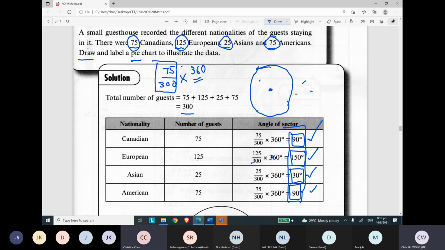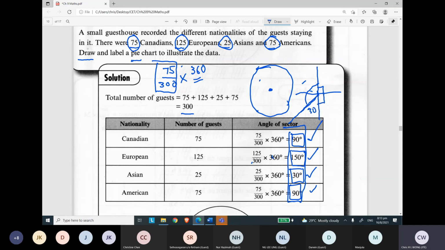How to do this? You use a protractor, get a center line first. Then the first one is 90 degrees. I measure 90 degrees. Then the second one, 150 degrees, from here to here. So maybe another line. Another 150. Then the next one is 30 degrees, from here to here. Of course, the last one is 90 degrees.